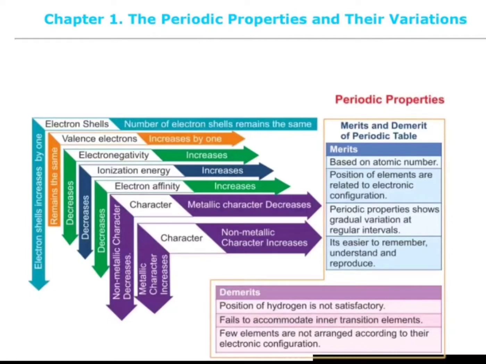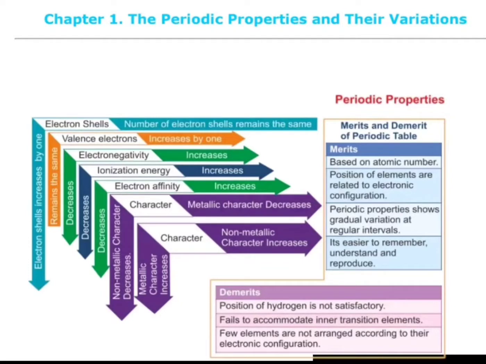This is chapter number 1 of class 10, the periodic properties and their variations. Here, students, this is the complete summary of the chapter in which we have discussed the periodic properties and their characteristics and trends in different properties in groups as well as in periods. Here is the summary of the whole chapter. First, we have discussed the electron cells. Dear students, electron cells means the number of periods in the valence cell.